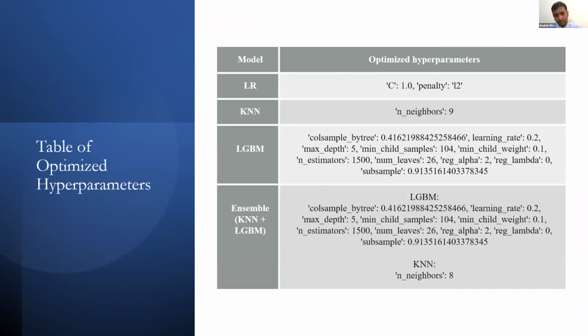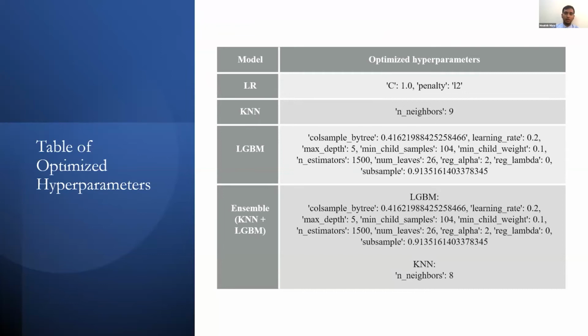Next, as I mentioned before, we used grid search hyperparameter optimization. We have for logistic regression, which sets C value and penalty. So we find that 1.0 C value and a penalty of L2, which is the ridge penalty, is the most optimal, gives us the best accuracy. Then for KNN, we find that the number of neighbors is 9.